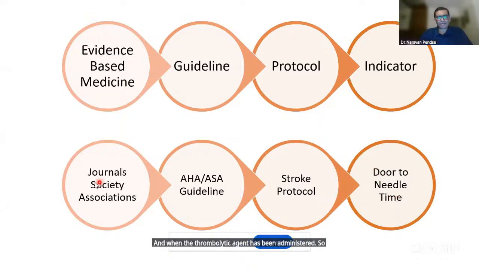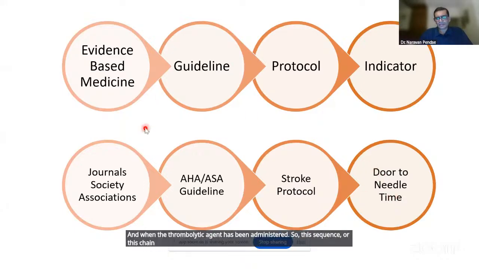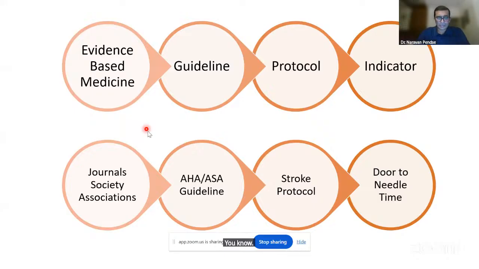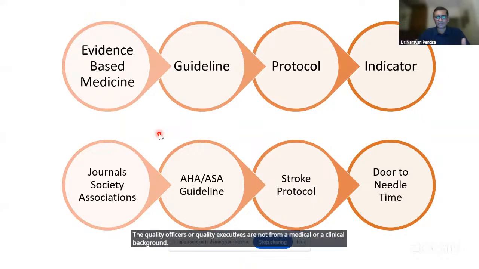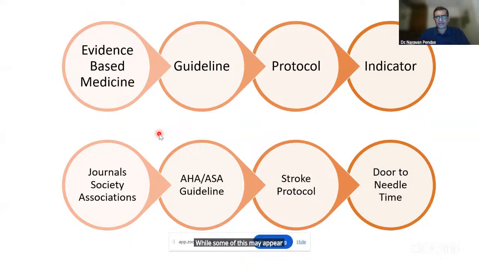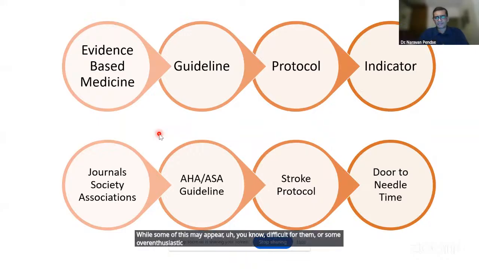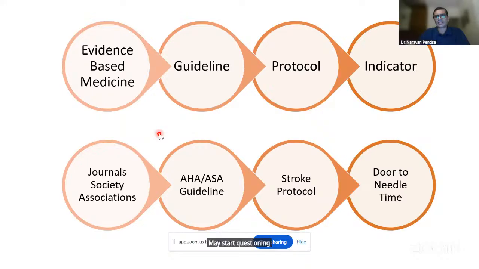So this sequence or this chain of reasoning is very, very important for all of us to keep in mind. Please remember, many times the quality officers or quality executives are not from a medical or a clinical background. While some of this may appear difficult for them, some over enthusiastic ones may simply, because NABH has said, or this journal says so, or this guideline says so, start questioning the clinicians at the hospital. And that is something which we need to avoid.